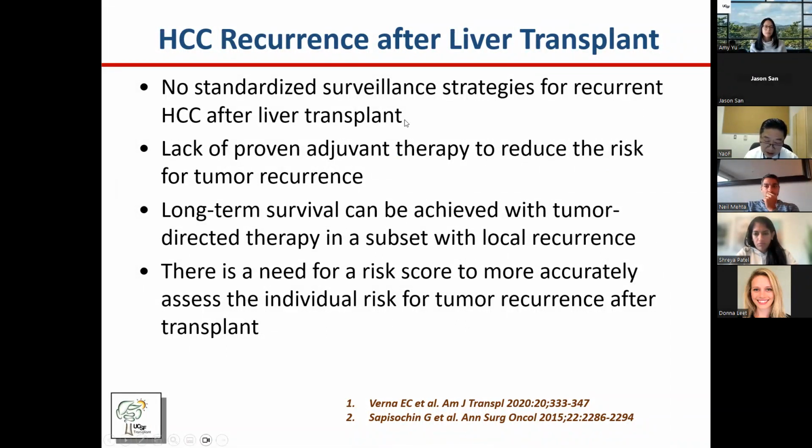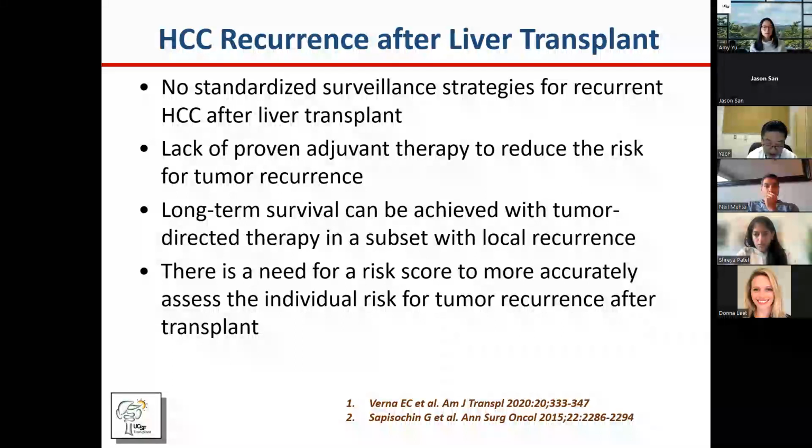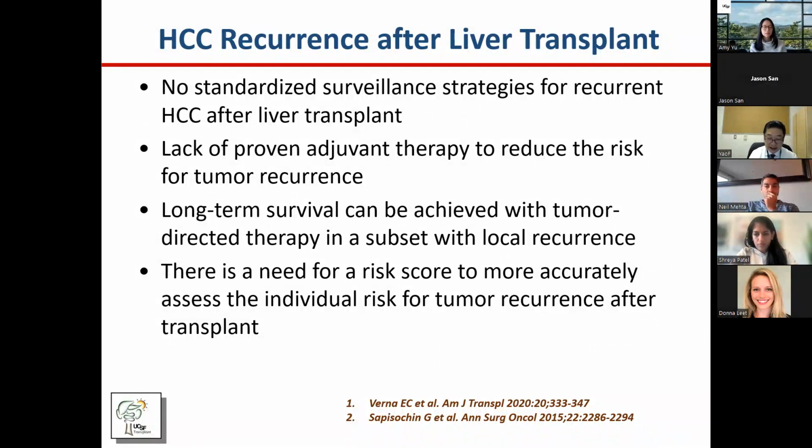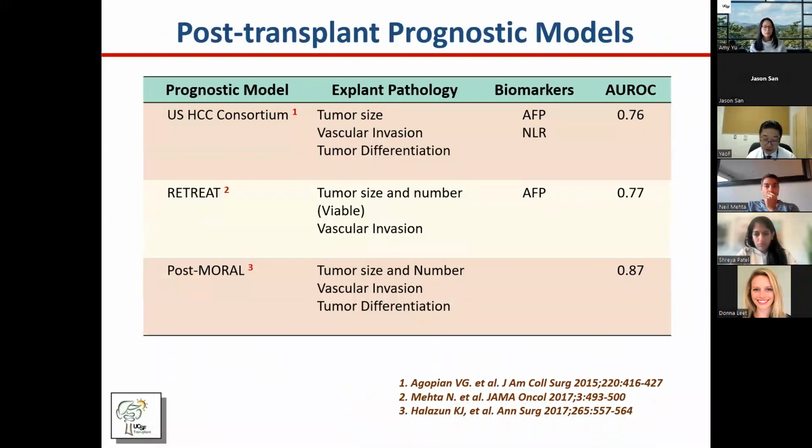So we know that we have no standardized surveillance strategies for recurrent HCC after transplant, and no proven adjuvant therapy to reduce the risk of HCC recurrence. Long-term survival can be achieved in a subset with local recurrence. There's a need for a risk score to more accurately assess individual risk for tumor recurrence after transplant. There are a few post-transplant models based on explant pathology. These are not selection criteria.